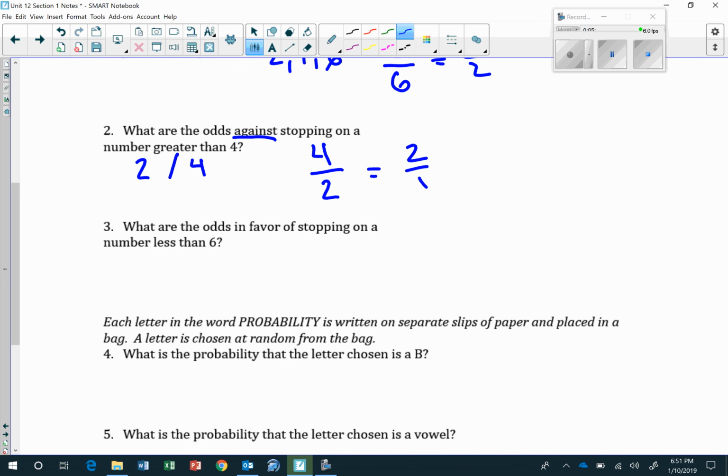Number 3 says, what are the odds in favor of stopping on a number less than 6? So I have 5 numbers that are less than 6. I have 1 number that's 6 or greater. It says, what are the odds in favor? So that means I put the ones that I want. There's 5 possible that I want over the one that I don't want, and that would be my answer there.